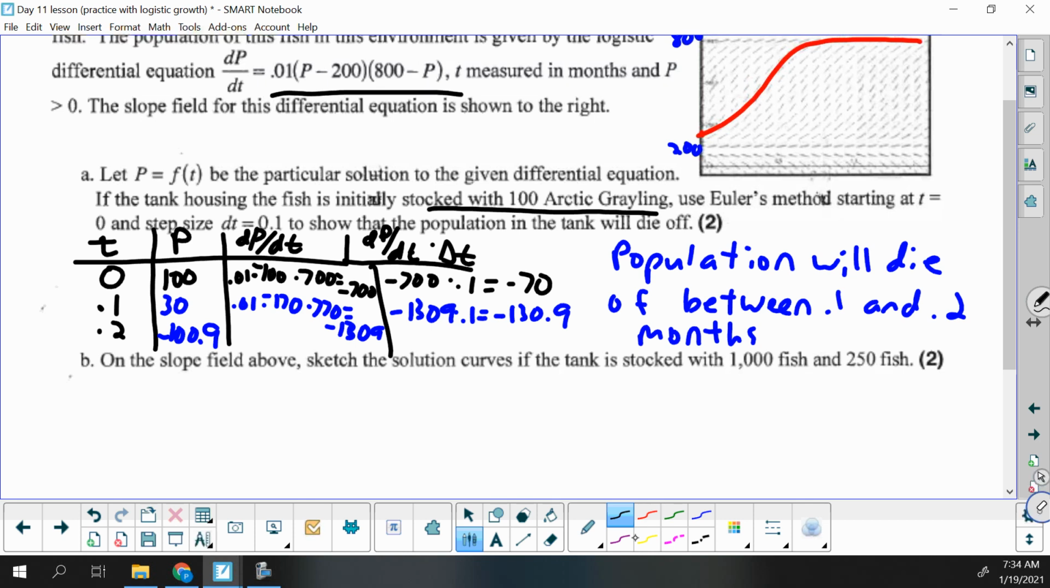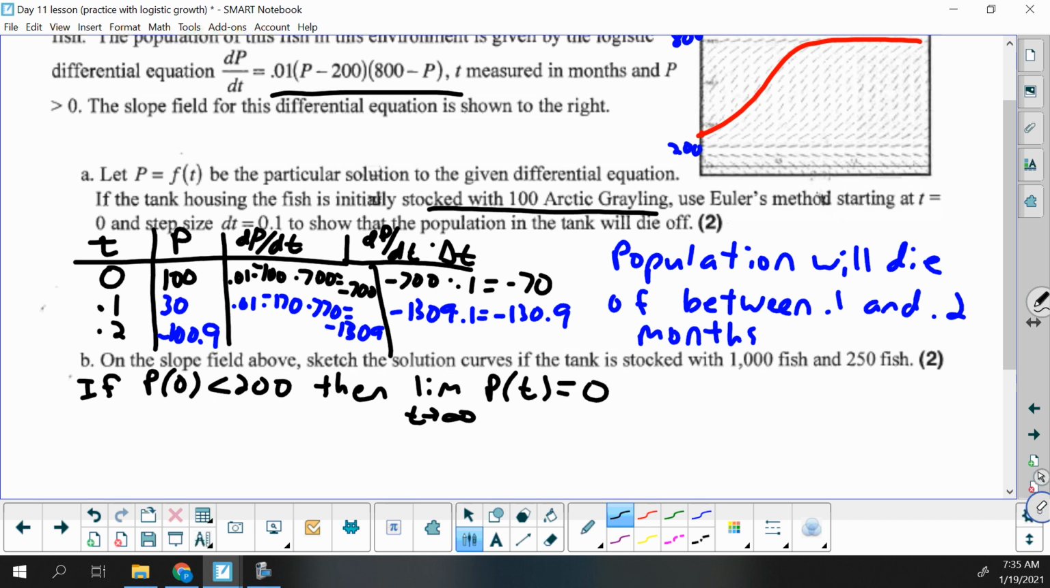So we want to show that the limit as t approaches infinity of p of t depends on the initial value. So what's meant by that is, depending on what we start with, that's going to change whether the fish die off, whether the population approaches some value, and so on. Well, below 200, they're all negative slopes, so they're going to die off. So one case we have is if p of 0 is less than 200, then the limit as t approaches infinity of p of t would just equal 0, because they're going to die off.